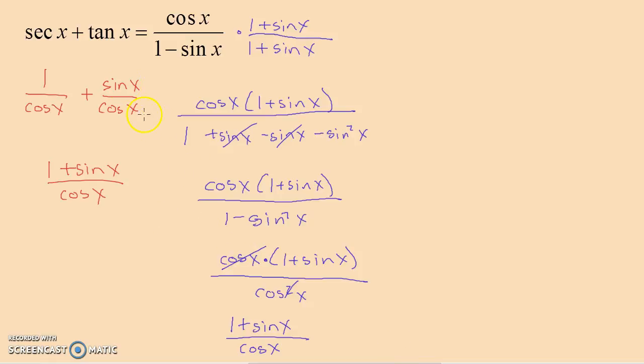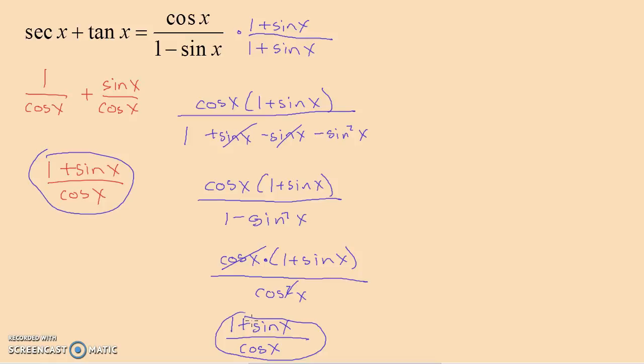And look what happened. I worked both sides, and I got them down to be something that was the same, 1 plus sine over cosine. So that is another strategy. It's kind of like a last resort. If you get to a point where you're stuck on one side, revert to the other side, work it down, and see if you can make them look the same. Because you made the left side and the right side equivalent, you can show that these two statements are verified to be correct.